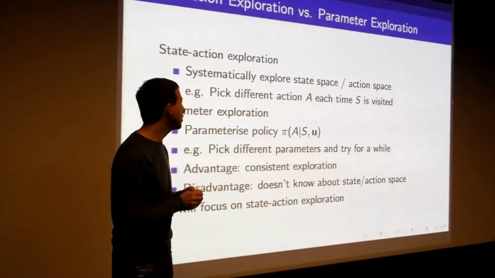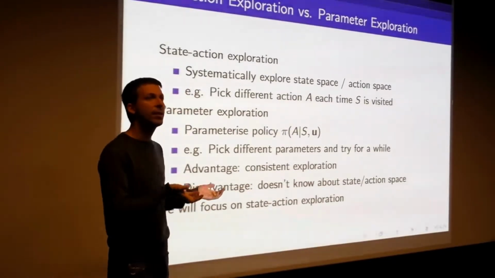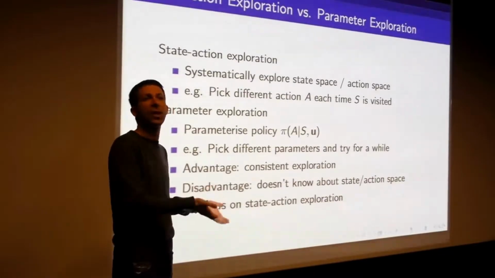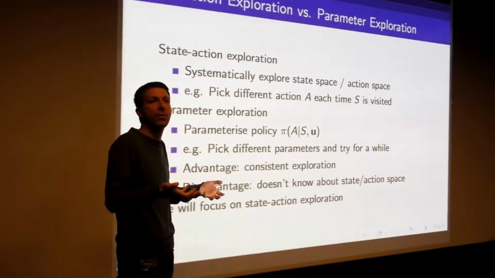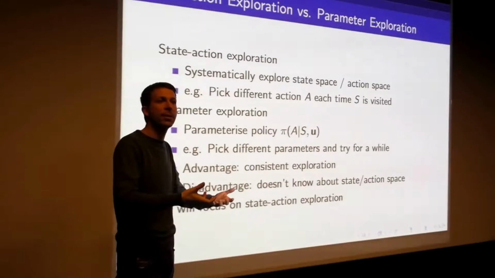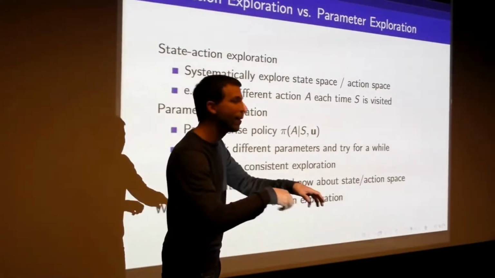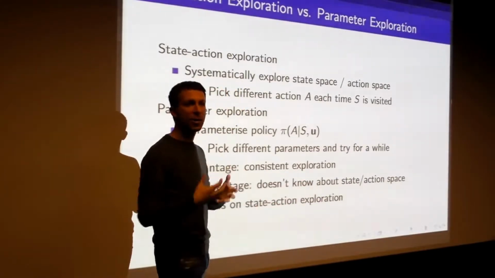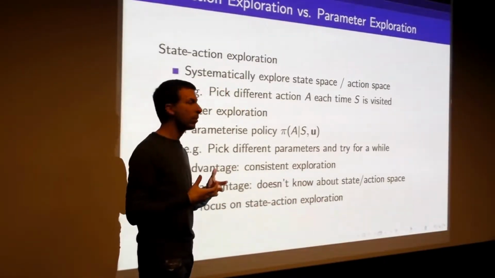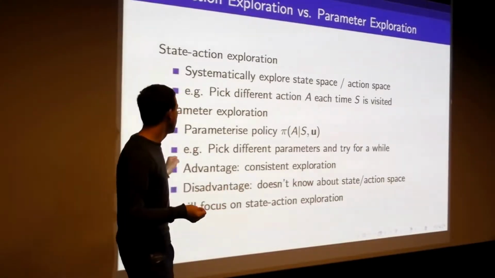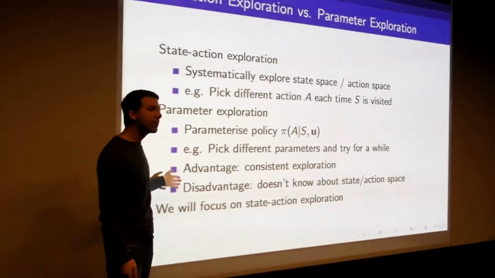What you can do is try some parameters for a while and see how they do. Now, exploration could mean to say, well, let's try some different parameters from the ones we believe are best right now. Let's drop down a robot with a slightly different walk, see what happens, see how fast it moves, and go back and try it again. So I call this parameter exploration as opposed to state action exploration. And it has some advantages and disadvantages.